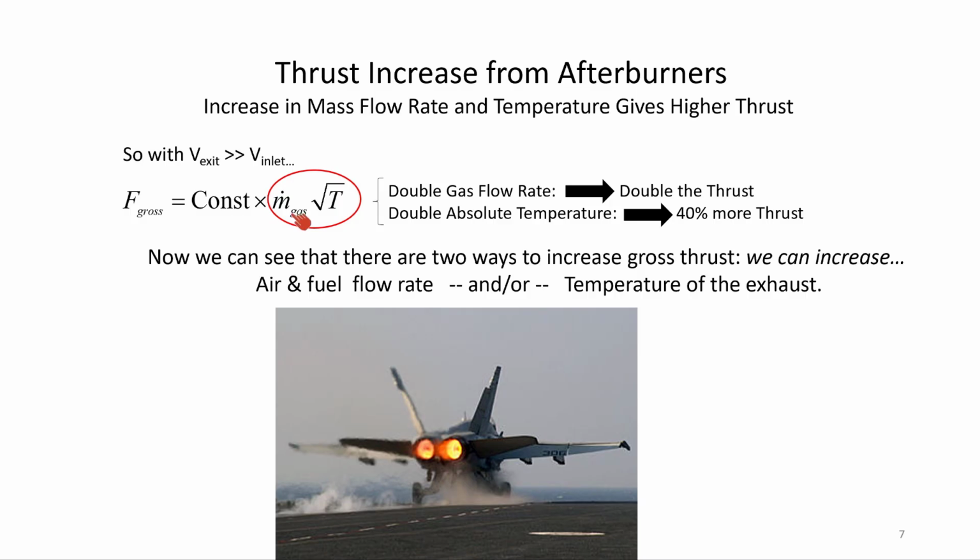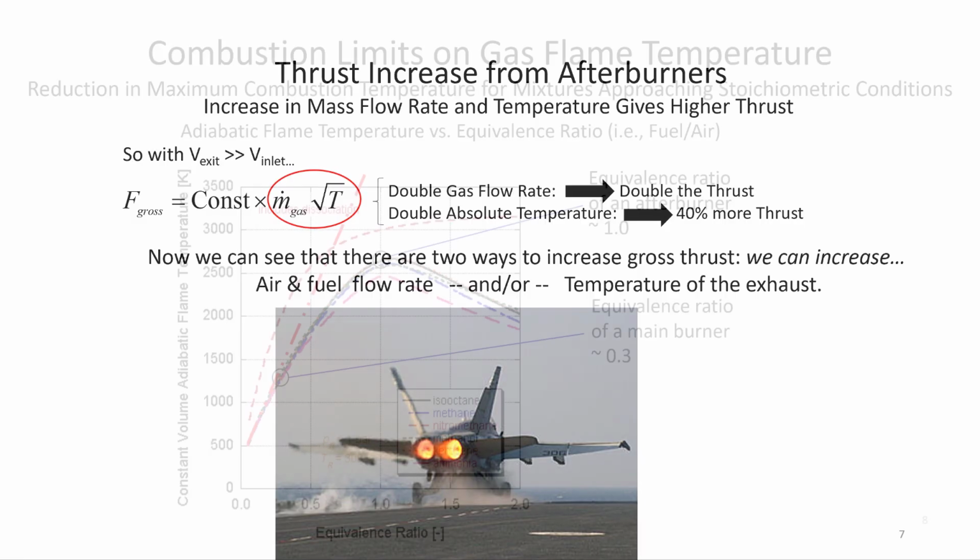One is the mass flow rate, and the other is the square root of the temperature. And looking at that equation, we can see that if we double the mass flow rate, you double the thrust. And if you double the absolute temperature, T, in the equation, you only get a 40% increase in thrust. That's basically the square root of 2. So we see that there are two ways to increase the thrust, and you can either increase the flow rate or the temperature, and there's a better return for the mass increase.